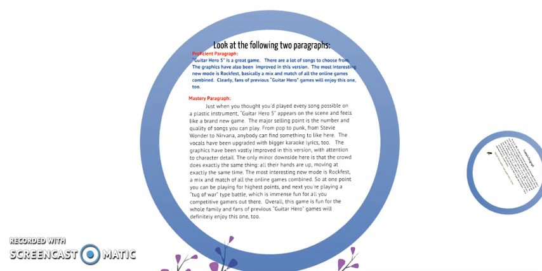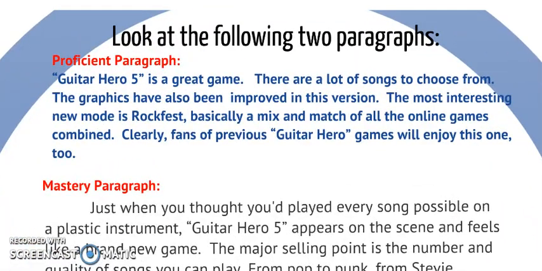Alright, we're going to start looking at some example paragraphs. First, let's look at a proficient level paragraph. Please follow along as I read. Guitar Hero 5 is a great game. There's a good topic sentence. There are a lot of songs to choose from. The graphics have also been improved in this version. The most interesting new mode is Rockfest, basically a mix and match of all the online games combined. There are your supporting details. Clearly, fans of previous Guitar Hero games will enjoy this one too. And there's a nice reference.